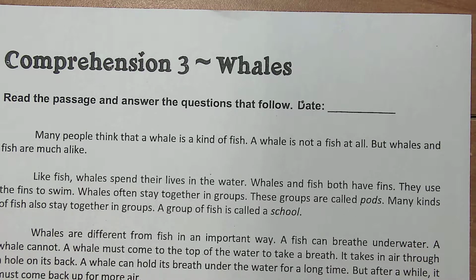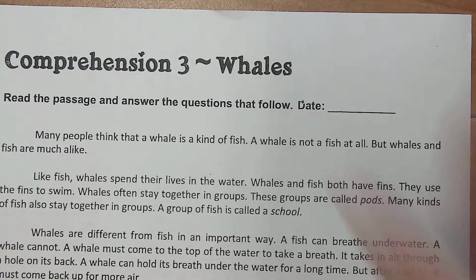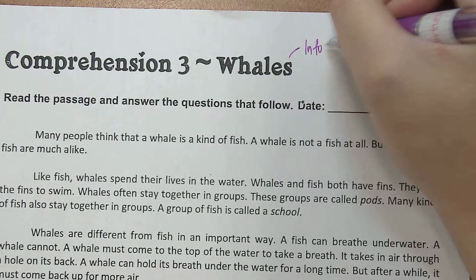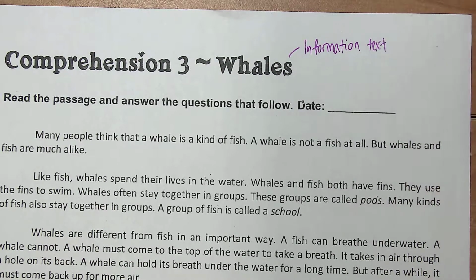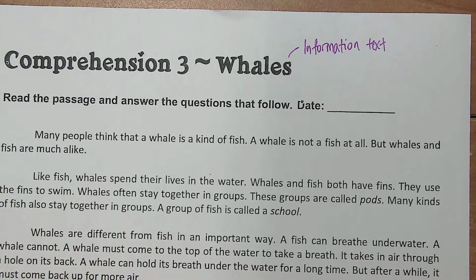Many people think that a whale is a kind of fish. A whale is not a fish at all, but whales and fish are much alike. So based on this first paragraph, I know the text is going to talk about whales, and that is why I know that this is an information text. So when I know that this is an information text, when I answer the questions later on, I got to be careful of the tense form used. So since whales still exist among us, we have to use present tense.